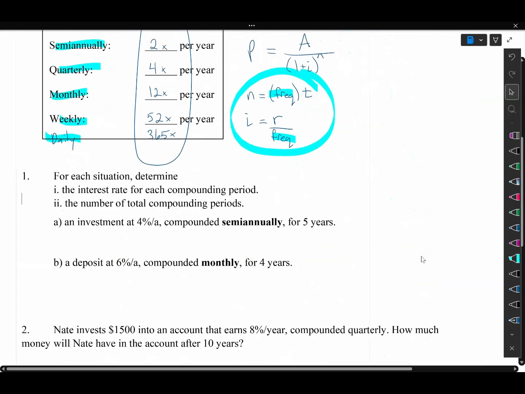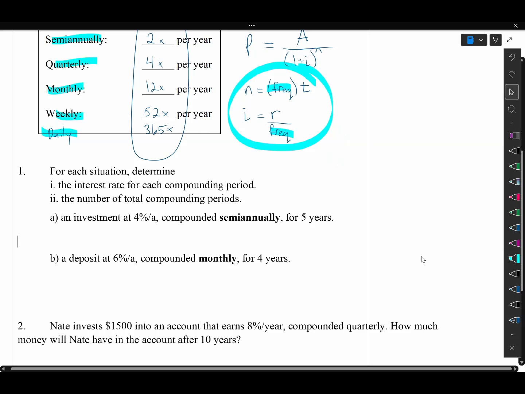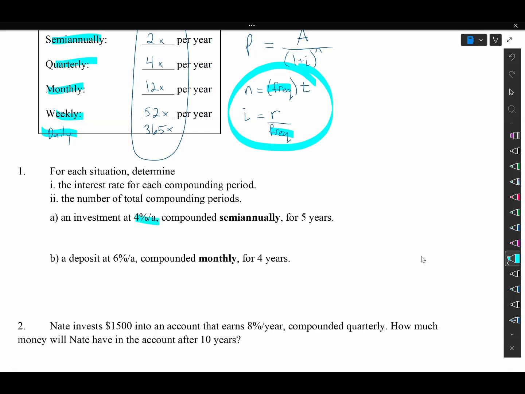So let's put just these new 2 equations to the test for n and I. We're going to look at an investment at 4%. That /A means per annum, per year. Compounded semi-annually for 5 years. And we're looking to calculate an n value and an I value.